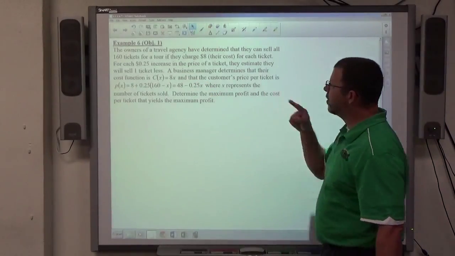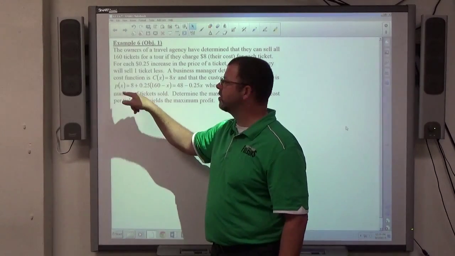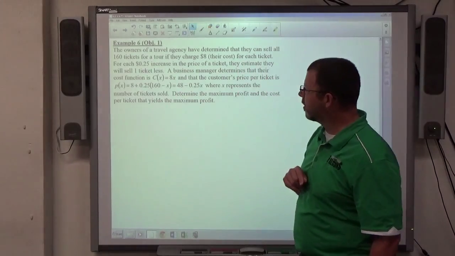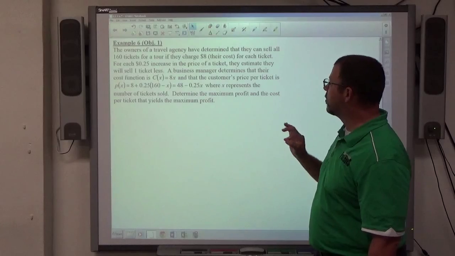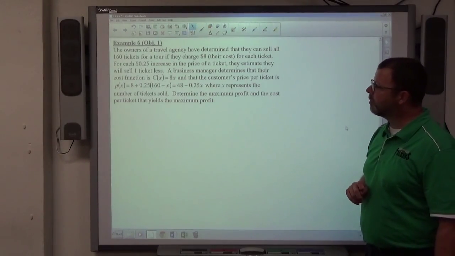The customer's price per ticket is P of x, little p of x, that's not profit, that's price per ticket, is 8 minus 25 cents times 160 minus x, which comes out to 48 minus 0.25x, where x represents the number of tickets sold. Determine the maximum profit, the cost per ticket that yields the maximum profit.